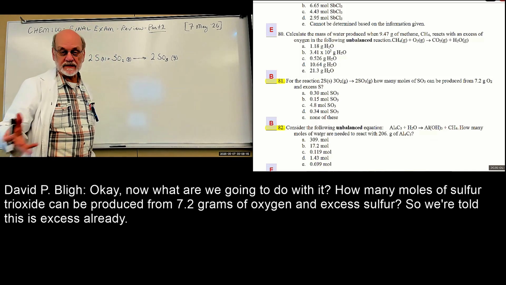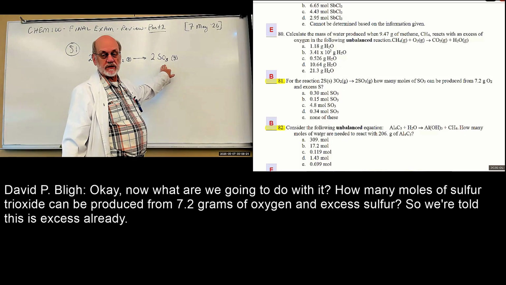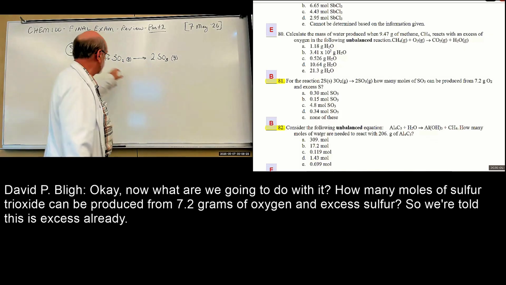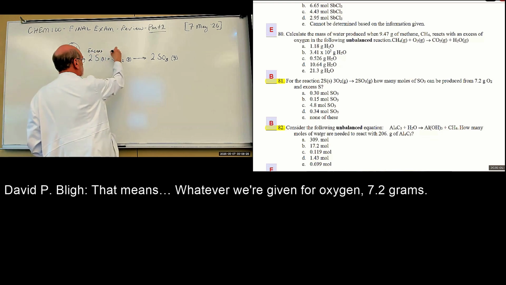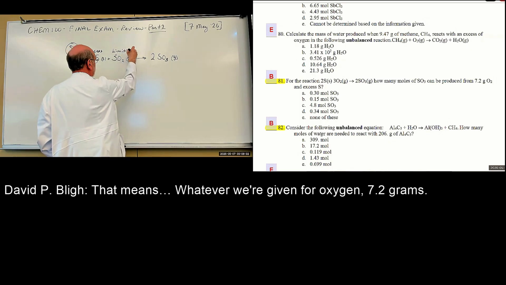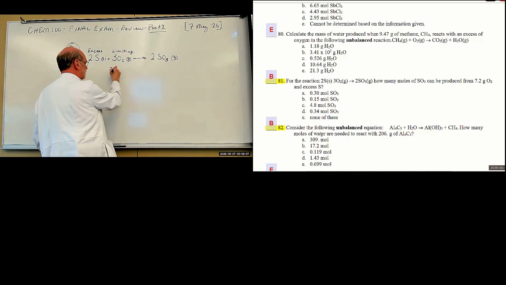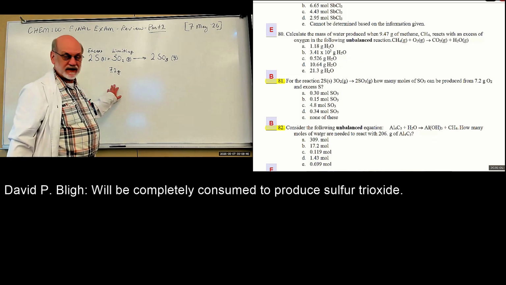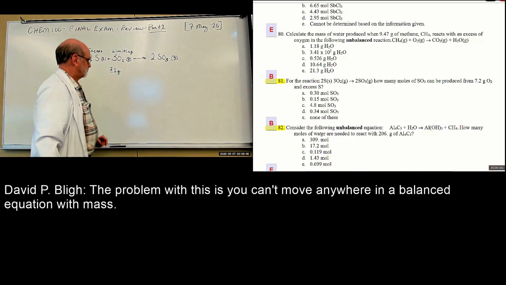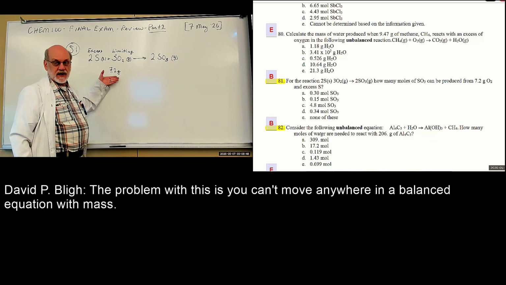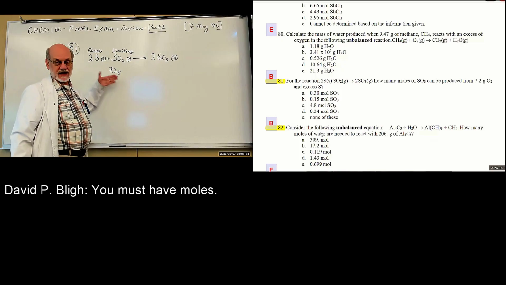Okay, now what are we going to do with it? How many moles of sulfur trioxide can be produced from 7.2 grams of oxygen and excess sulfur? So we're told this is in excess already. That means whatever we're given for oxygen, 7.2 grams, will be completely consumed to produce sulfur trioxide. The problem with this is you can't move anywhere in a balanced equation with mass. You must have moles.